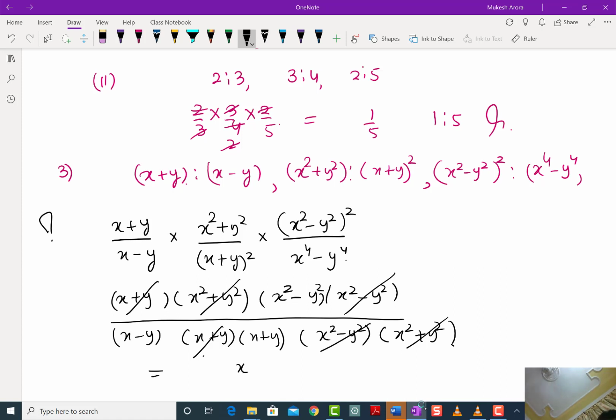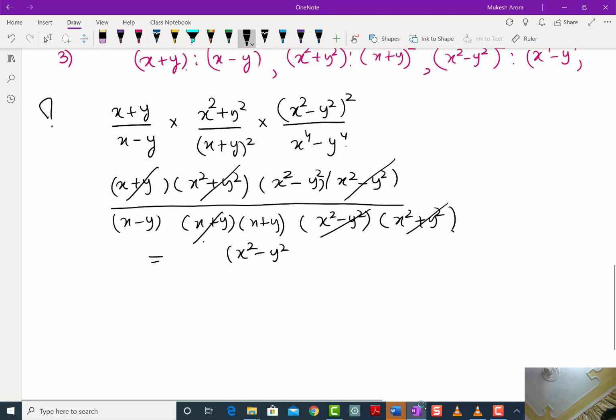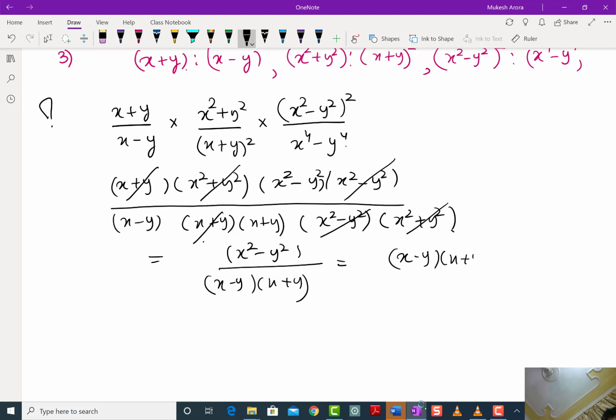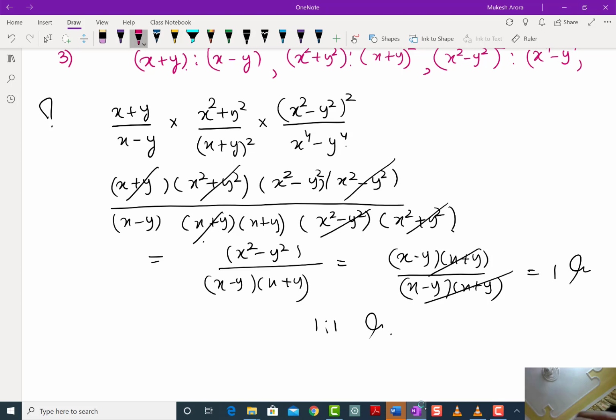We are left with (x square minus y square) upon (x minus y)(x plus y). Again, (x minus y)(x plus y) over (x minus y)(x plus y). This is cancelled, so 1. So the ratio is 1:1. So very simple what we are doing.